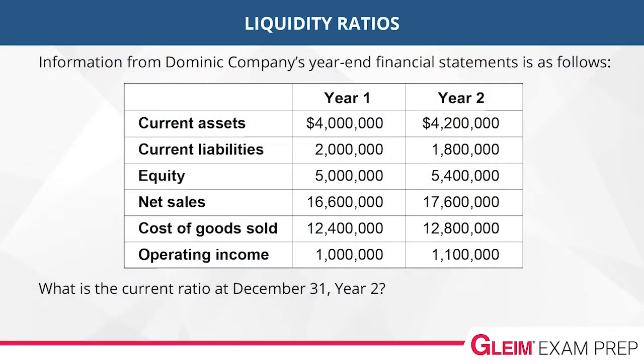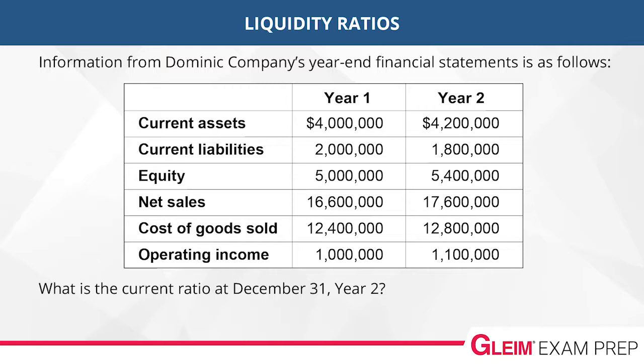Here's an example of a calculation question for the current ratio. This information says that Dominic's company's year-end financial statements give us the current assets, the current liabilities, the equity, the net sales, the cost of goods sold, and the operating income. What is the current ratio at December 31st, year 2?